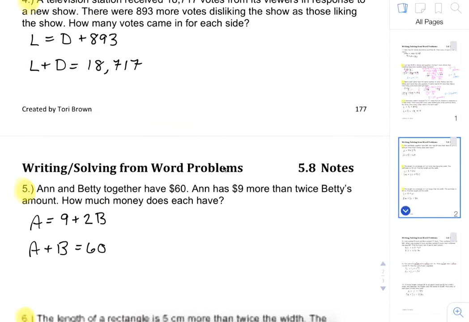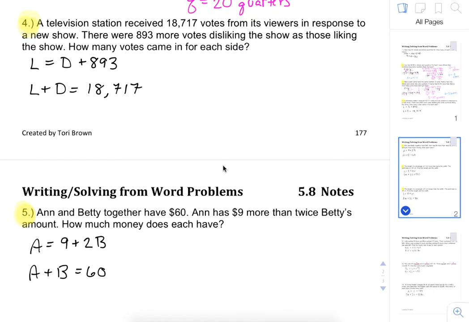All right, 4 and 5. Problem 4. Again, we have substitution. I'm going to give you a second to write down problems 4 and 5. Pause it if you need more time. On problem 4, our letter that's by itself is going to be the L. So we're going to box L equals D plus 893. We're going to plug that right back in where the L is.